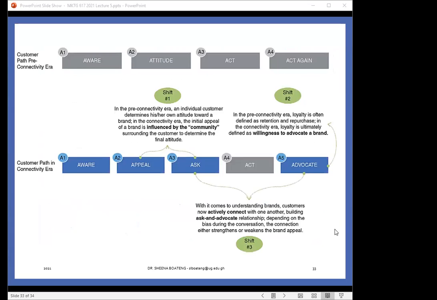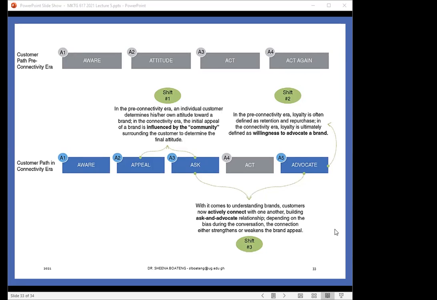So knowing what we know now, what are the shifts that have occurred on the customer path prior to the connectivity era and now in the connectivity era? Prior to the connectivity era, there were only 4 phases, being the aware phase, the attitude phase, the act phase, and the act again phase. But now we have expanded these 4 phases to 5 phases, where we are starting from the aware phase, moving on to the appeal phase, to the ask phase, to the act phase, and then ultimately to the advocate phase. And there are 3 main shifts that have occurred along this path.